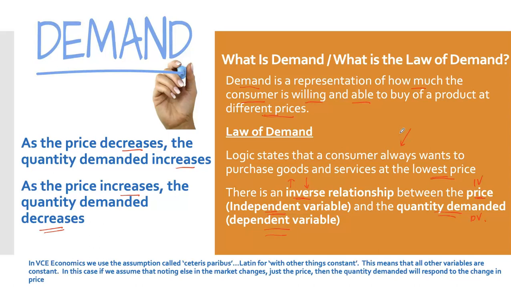Now, in VCE Economics, we use an assumption called ceteris paribus, which is Latin for with other things constant. This means that we are assuming all the other variables in the market are remaining constant. So we're assuming nothing else is changing. So the only two things we're considering are price and quantity demanded.